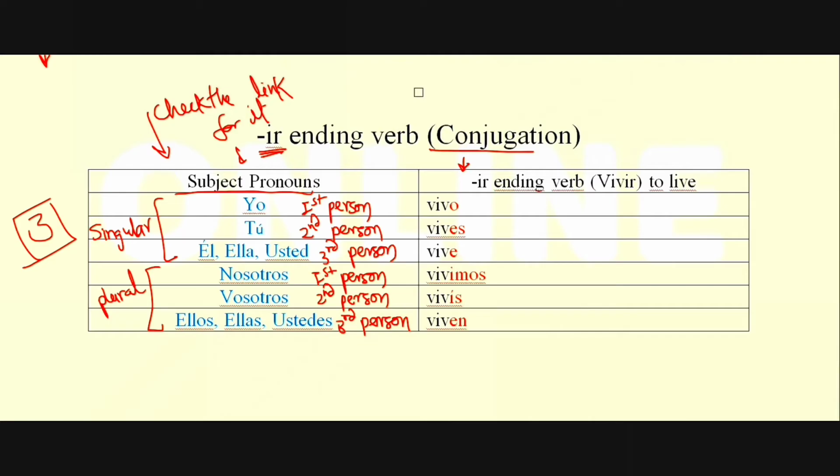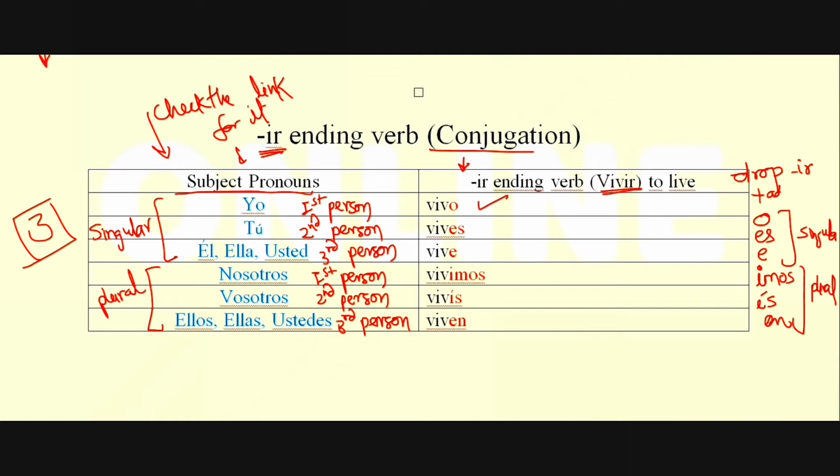See, in conjugations, again, vivir is an IR ending verb. We have to drop IR from it, and after dropping we have to add suffixes. What are the suffixes? O, es, e, first, second, third person singular. Imos, this is a different point from ER ending verbs. Ís with accent, en. Imos, ís, en, plural.